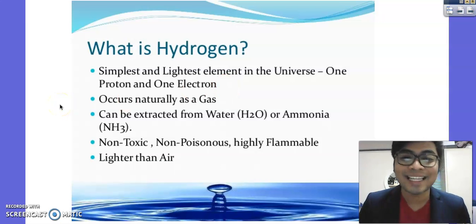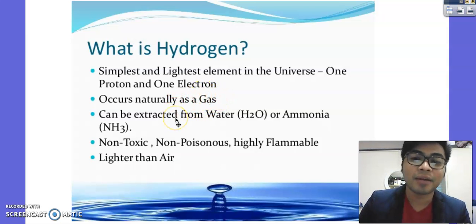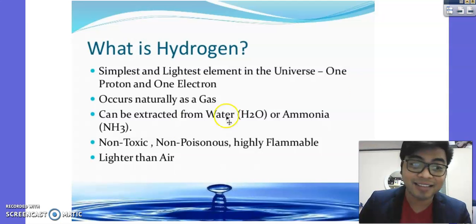So, what is hydrogen? Hydrogen is the simplest and the lightest element in the universe and number 1 in the periodic table. Why? Because it contains one proton and one electron. It is a gas, and it's usually found in some compounds like water and ammonia. And what we had before, CH4, that's methane. It also contains hydrogen. It's non-toxic, non-poisonous, but highly flammable, and it's lighter than air. Those are the characteristics of hydrogen.